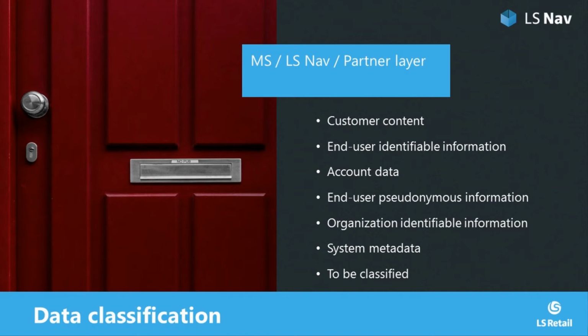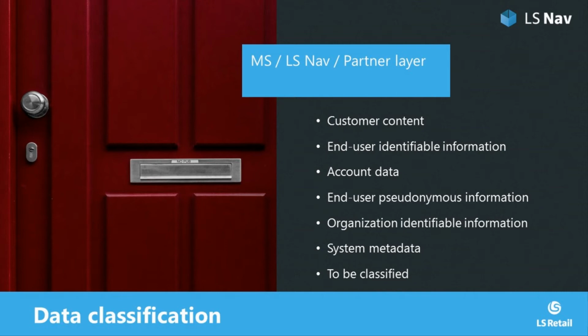The first one is customer content. That would mean passwords, certificates, encryption keys, storage keys, and so on. End user identifiable information: username or display name, for example, a domain name with username. Account data. This would be the data subject's name, address, email address, phone number, gender, or whatever is relevant to the data subject request. End user pseudonymous information. It could be a user GUID, a social security number, or any ID in the system that might be used to identify data subjects.